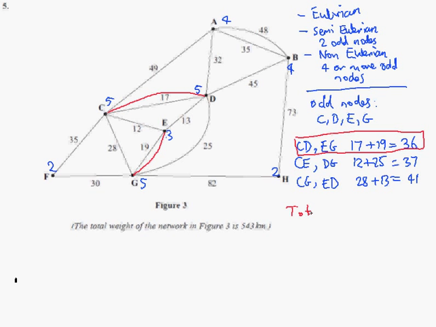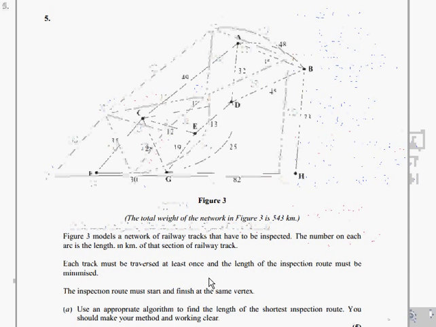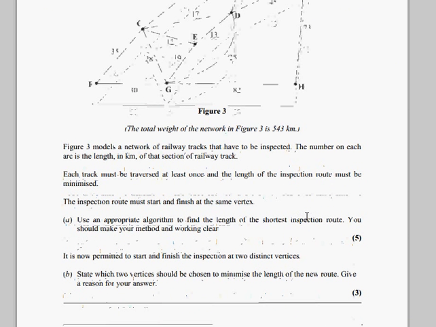So the total weight is, well, we're given 543, that was the initial weight of all of these numbers added up, and then we add on that 36, and we get 543 plus 36 is 579. So let's have a look how we're doing so far. We've found the length of the shortest inspection route. It's 579. We made our method and working clear.